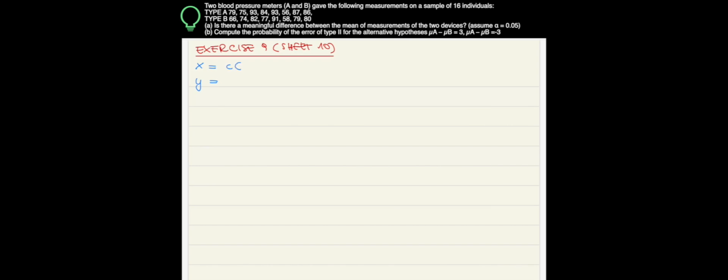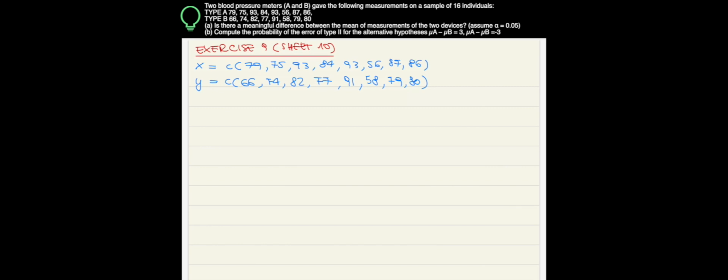So we can define two vectors, writing X equal to c, for concatenate, remember, and we concatenate all the different values in the first measurement, 56, 87 and 86, and the second sample with 66, 74, 82, 77, a lot of samples, 58, 79, 80. Great.